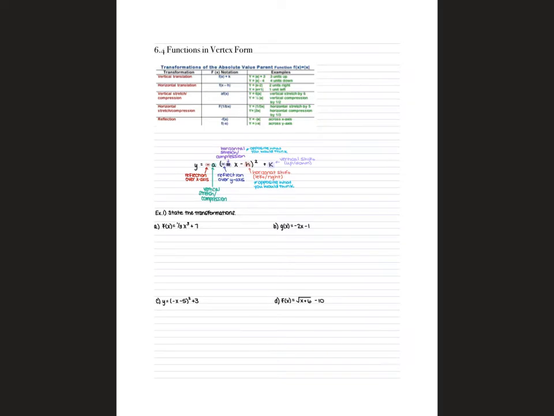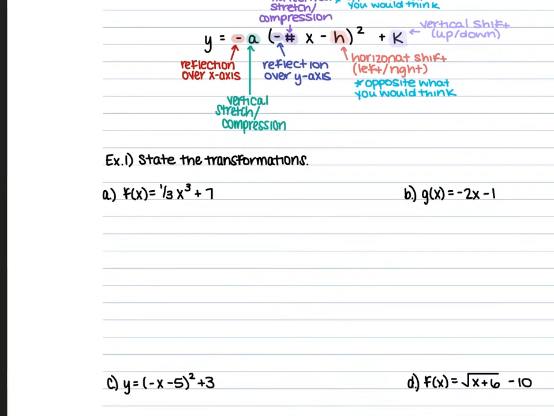So if we look at example A, we're stating the transformations here. We have f of x is equal to 1/3 x cubed plus 7. First, start with that 1/3. The 1/3, there is no parentheses here, so that's vertical. It's a number that's smaller than 1. So that's going to be a vertical compression by a factor of 1/3.